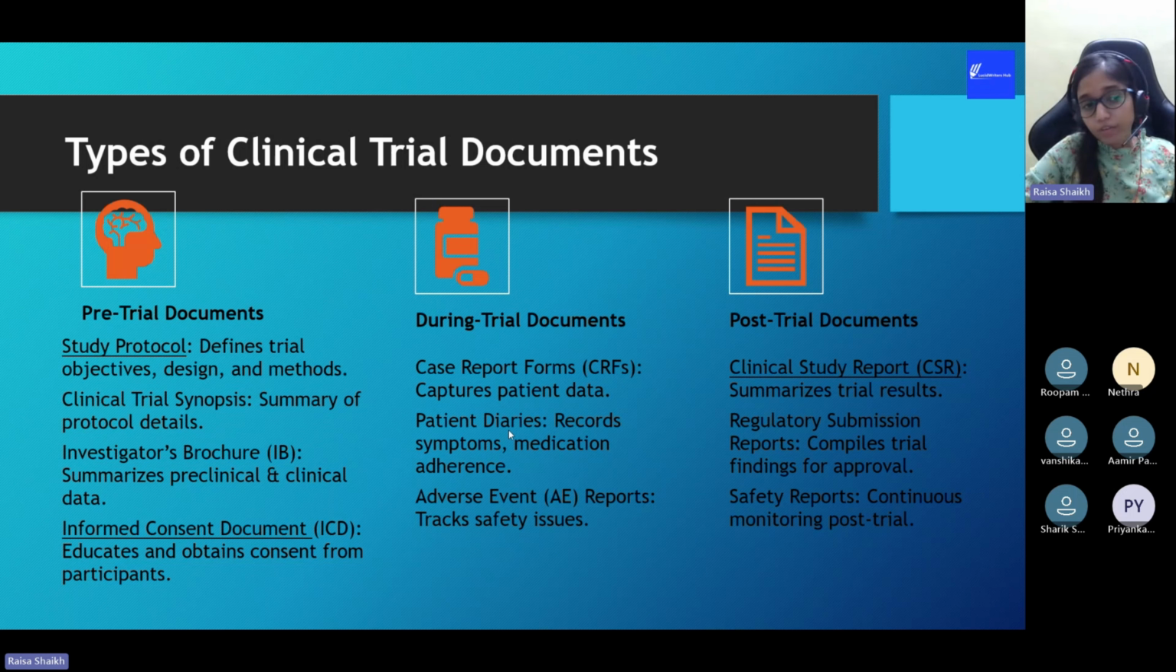Even though I've written study protocol first, let me tell you what the clinical trial synopsis is. If you open any protocol, it will have a synopsis section in the beginning. Synopsis is nothing but a synopsis, the word's definition itself. It is a mini version of the protocol, in which you have summarized all the important aspects. What we do while writing a protocol is first create a synopsis, and then expand it into protocol format.